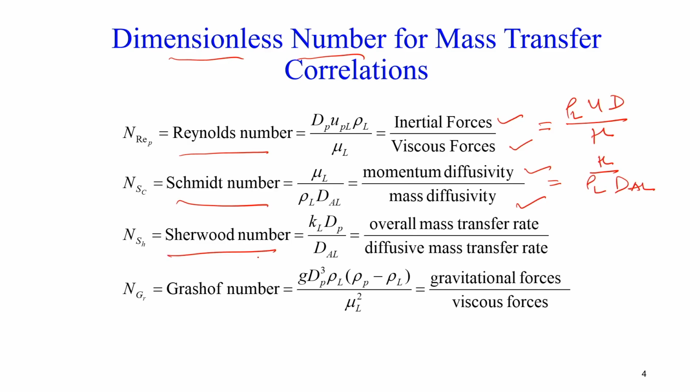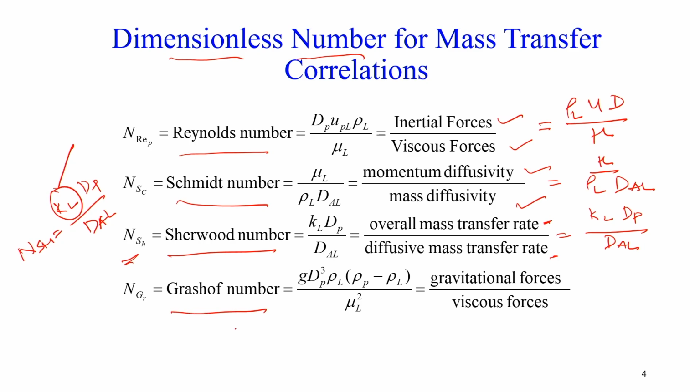Next number is the Sherwood number, which is defined as overall mass transfer rate divided by diffusive mass transfer rate. So overall mass transfer rate is KL into d_p, the diameter of the particle, divided by diffusive mass transfer rate D_AL. So this number is very important. If you know the value of N_Sh, it is equal to KL d_p upon D_AL. So from here we can find the value of mass transfer coefficient KL.